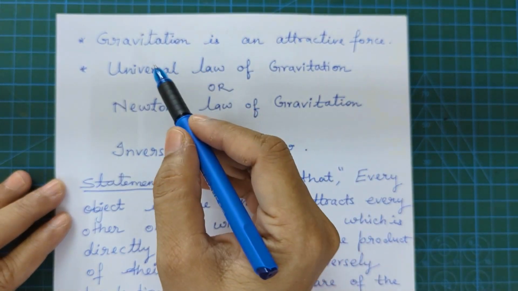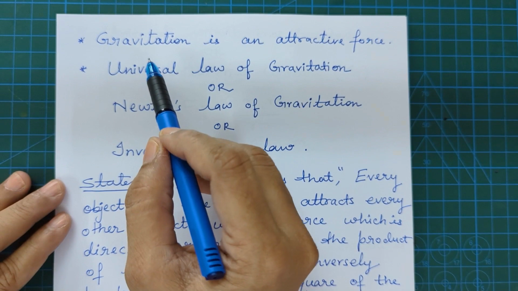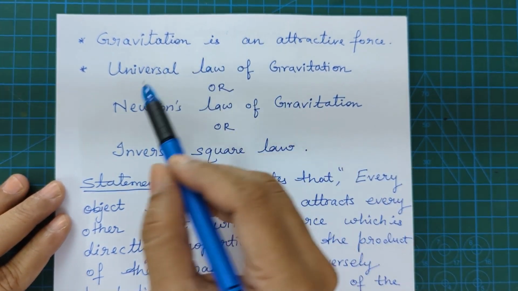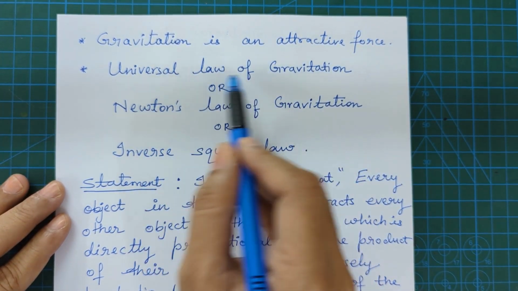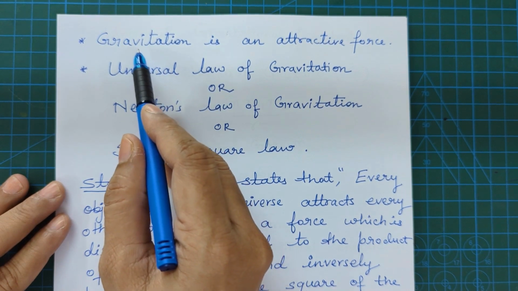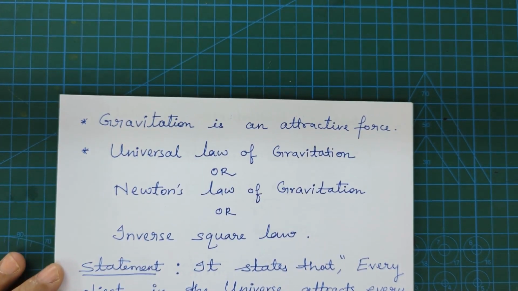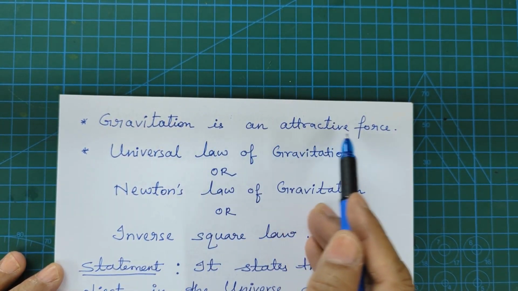Now starting with the first topic of the gravitation chapter, it is the universal law of gravitation. But before that I wrote a point. This point is, what is the meaning of gravitation? Gravitation is an attractive force.